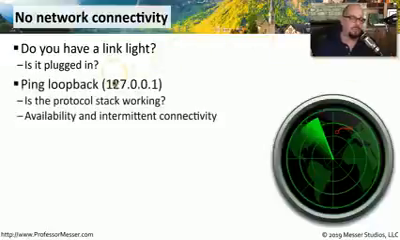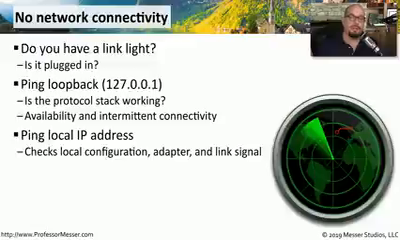That interface is 127.0.0.1. This will at least tell you if the protocol stack that's in your operating system is working properly, even if your network connection is not. The next logical step when troubleshooting this type of issue is to then ping your local IP address. If you're in Windows, you can perform an ipconfig, find your IP address, and try pinging that address. That will at least tell you if the local configuration and the Ethernet adapter that's in your computer is working as expected.